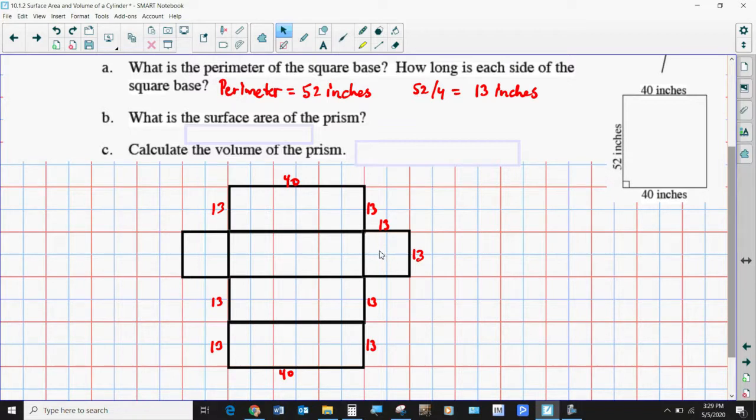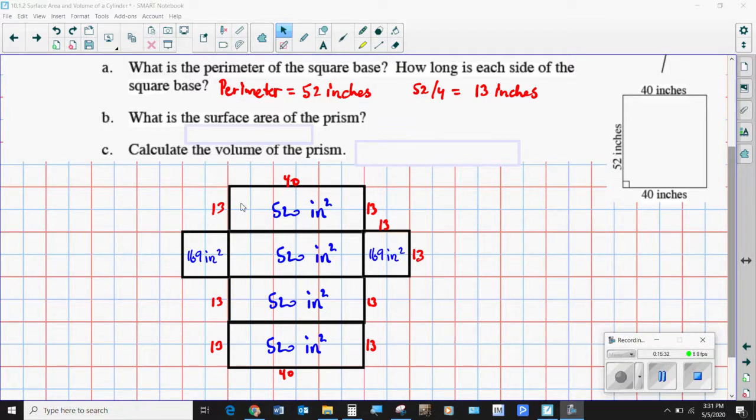Okay, so let's go ahead and figure out what the surface area of the prism is by finding out the areas of each one of these faces. Go ahead and pause. I'm going to write those in a second. I'll pause them as well. And when I come back, you come back, you'll see those individual areas.